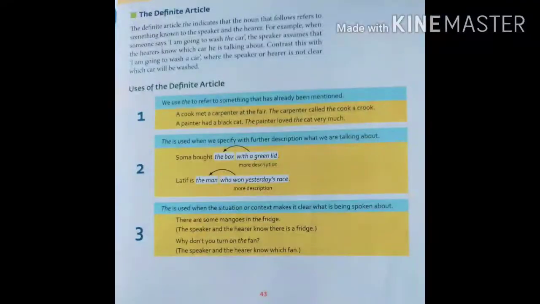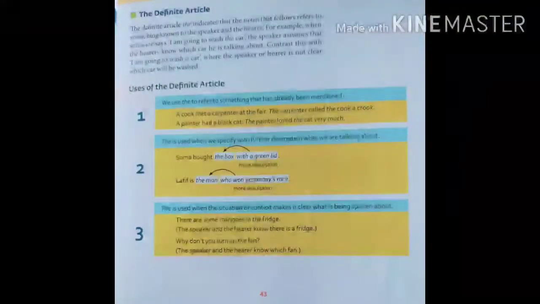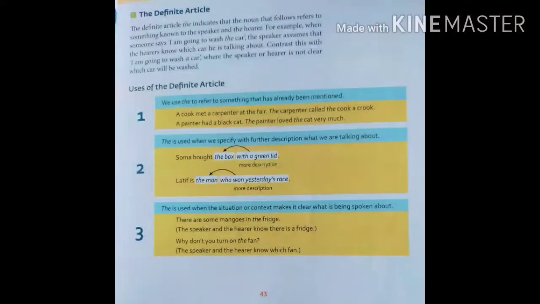Second point, the is used when we specify with further description what we are talking about. Yes, let's take the example in the book. Shoma bought the box with a green lid. Now, here, which box Shoma bought? More description is given with a green lid.